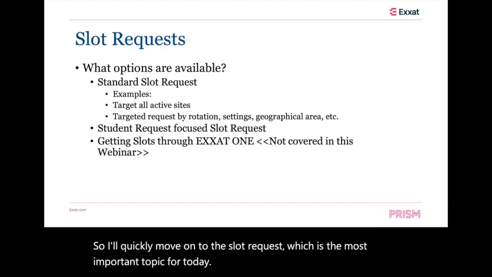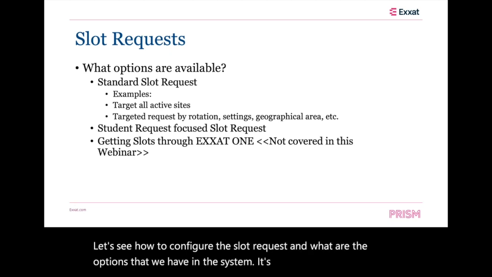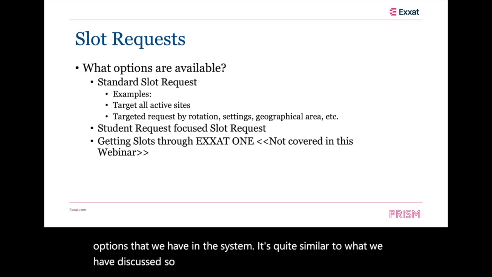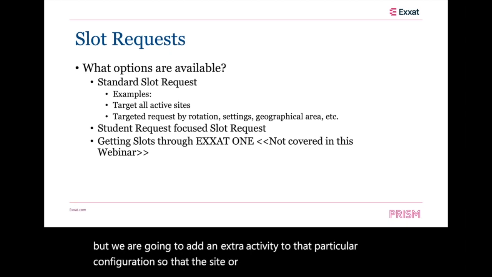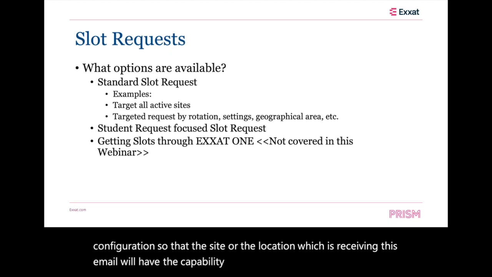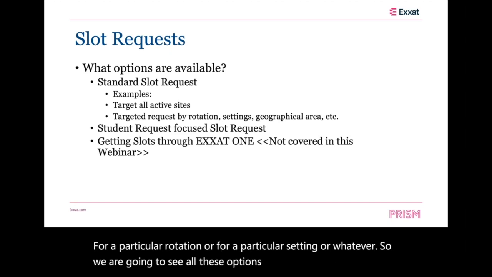Let's see how to configure the slot request and what are the options that we have in the system. It's quite similar to what we have discussed so far for the update location information request, but we are going to add an extra activity to that particular configuration so that the site or the location which is receiving this email will have the capability to provide slots for a particular rotation or for a particular setting or whatever. So yeah, we are going to see all these options as we go about how to configure the slot request.